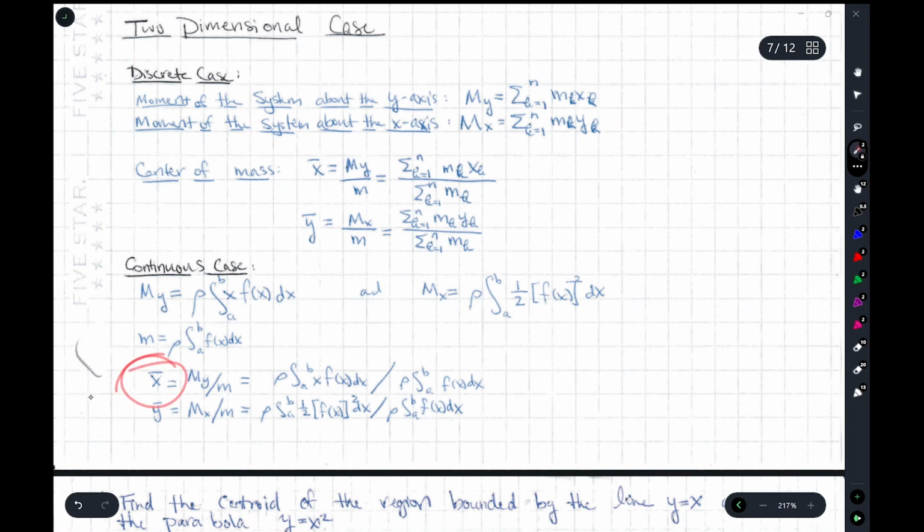And so you'll get the x-coordinate of the center of mass is the moment about y divided by m, much like the discrete case, and you end up with that formula. And the y-coordinate of the center of mass for a two-dimensional object, you'll take the moment about x, and you'll get that formula there.